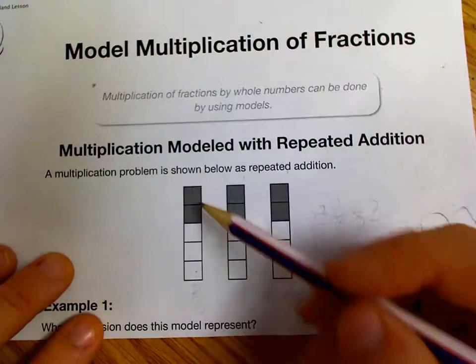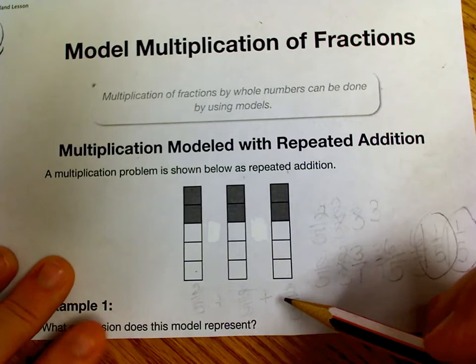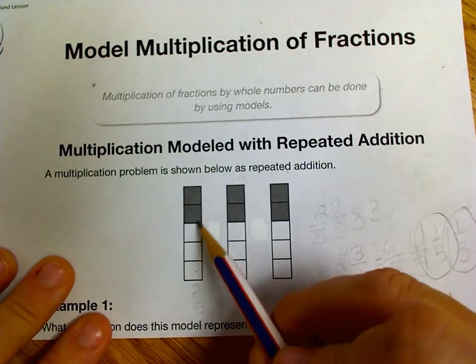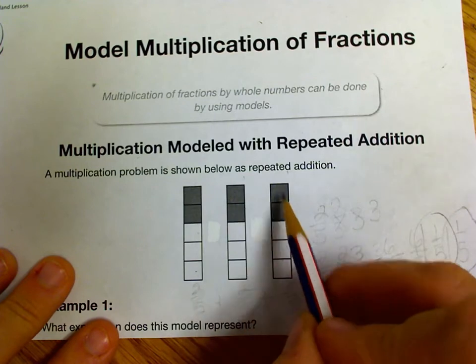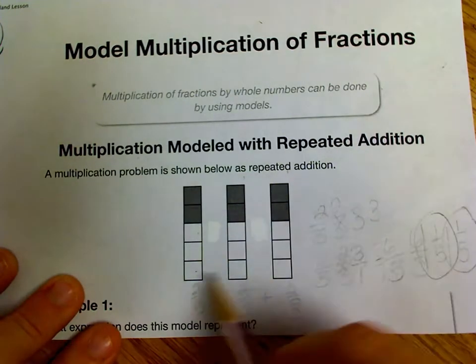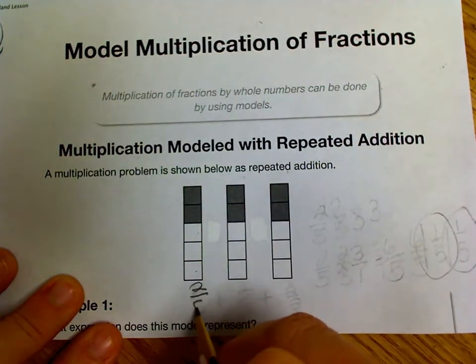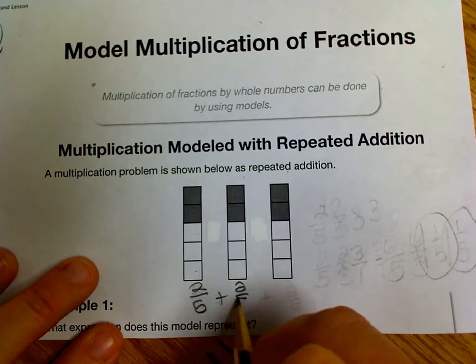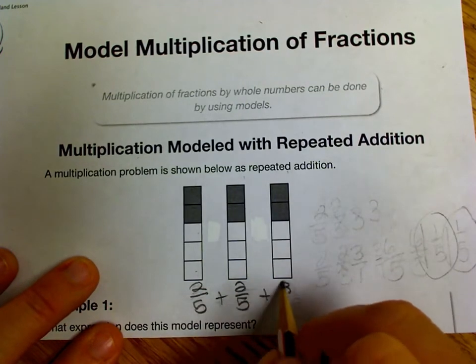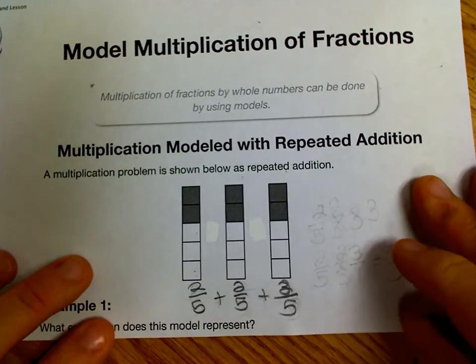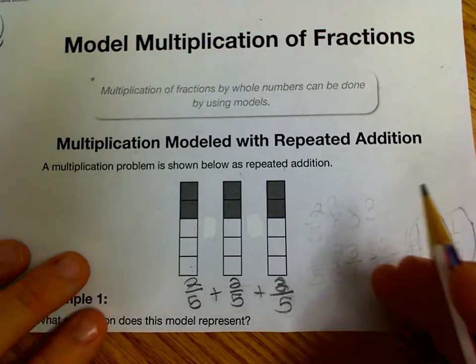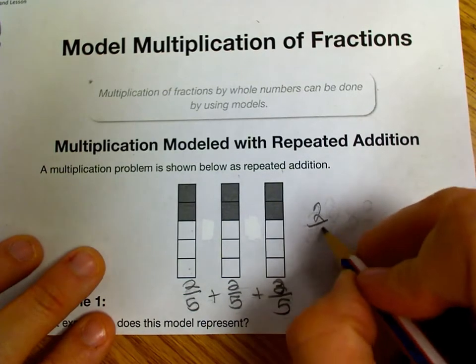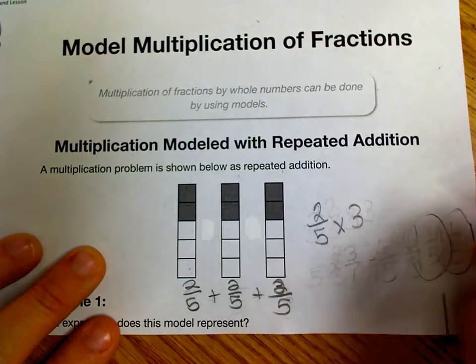So as you can see, you've got three tall rectangles, and each rectangle has been divided into fifths, and you have 2/5 shaded in each one. So this model represents 2/5 being added 3 times. And another way of writing repeated addition is to multiply. So we could put 2/5 times 3 wholes.